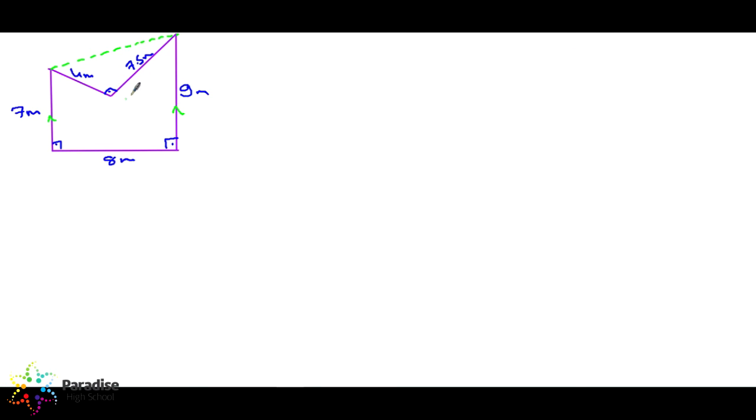So if from the area of the trapezium I remove the area of this triangle, then I will get the answer. Let's write it first. Area of polygon is equal to area of trapezium minus area of triangle. So what is the area of trapezium? Lower base plus upper base times height divided by 2.